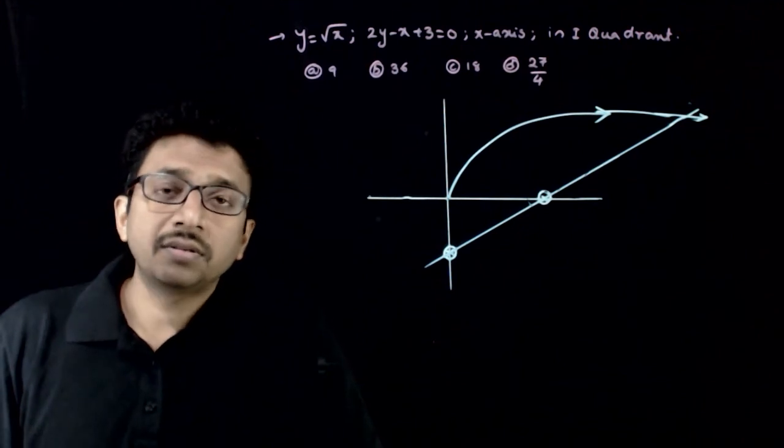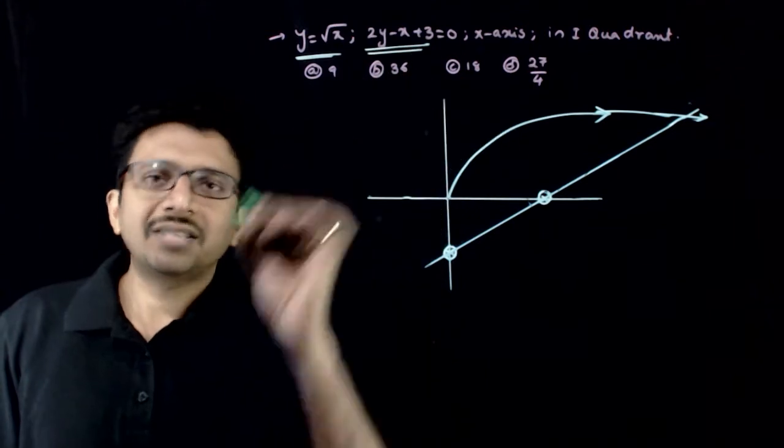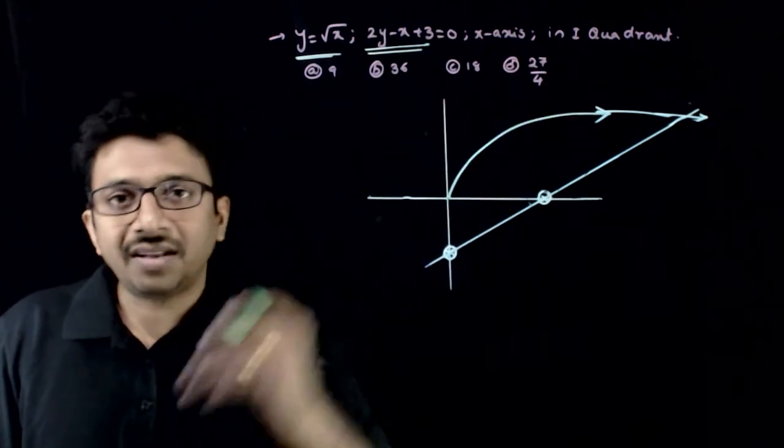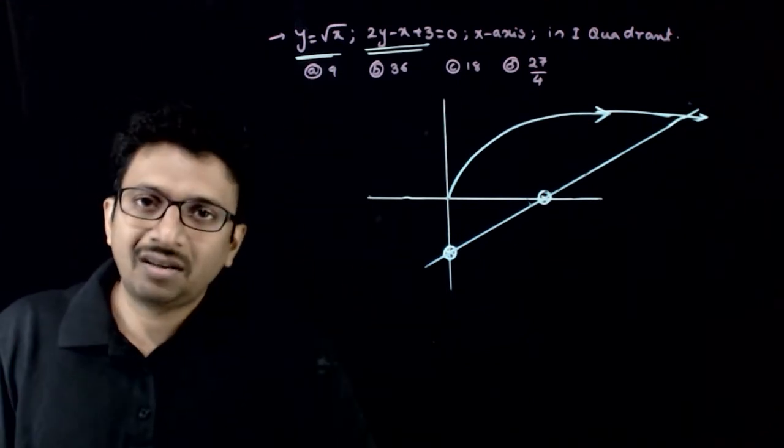So welcome students. In this question you're given the curves y is equal to root x, 2y minus x plus 3 is equal to 0, the x-axis, and the first quadrant. You're asked to find the area bounded by these conditions.